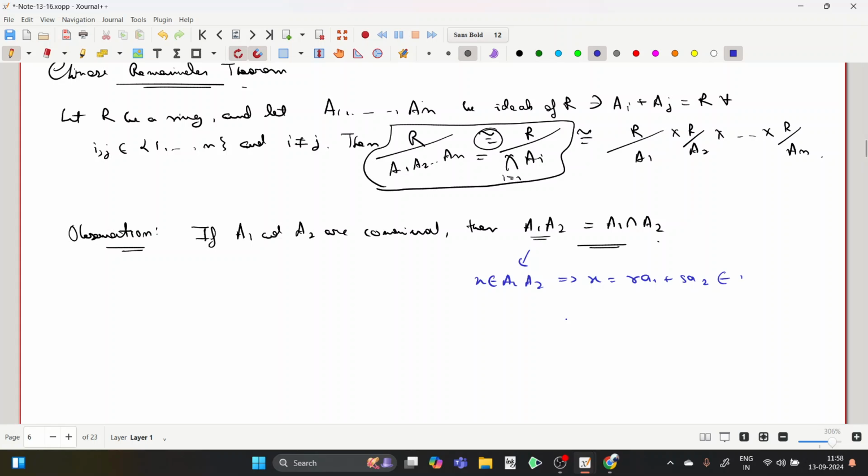But by definition, observe that this is just an element of A1 intersection A2, because r a1 plus s a2 will be in A1 as well as in A2, right? Clear? Or actually, I shouldn't use the terms r and s. I should write x as a finite sum of products of elements coming from A1 and A2. So I can actually write this in this way.